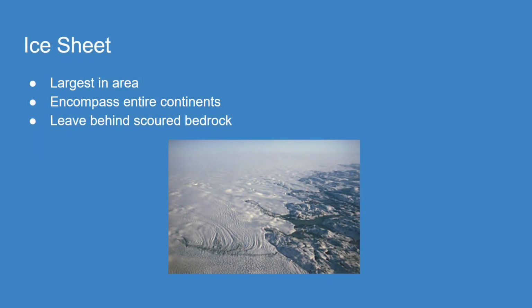So ice sheets are the largest types of glaciers, and they encompass entire continents and leave behind scoured bedrock. So for example, this is pretty much almost the whole continent of Antarctica.